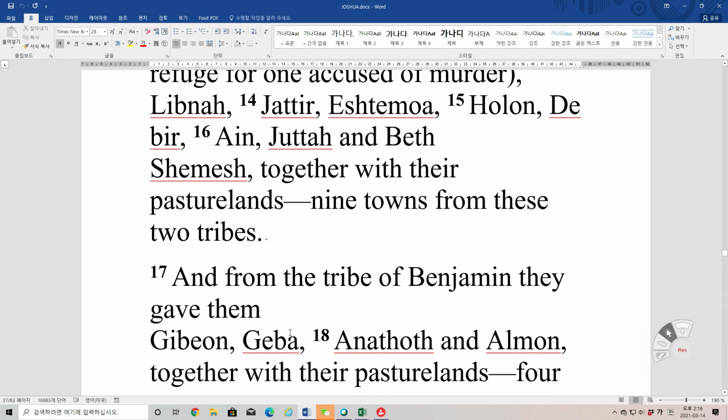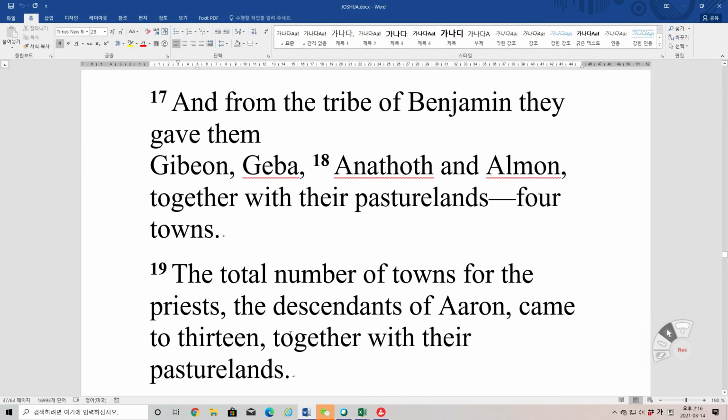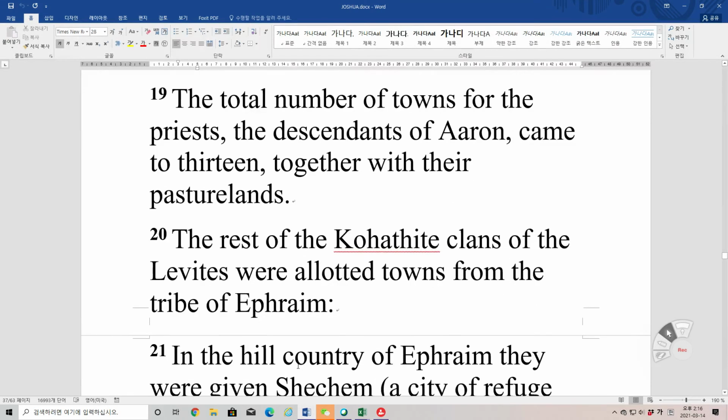Libnah, Jattir, Eshtemoa, Holon, Debir, Ain, Juttah, and Beth Shemesh, together with their pasture lands: 9 towns from these 2 tribes. And from the tribe of Benjamin they gave them Gibeon, Geba, Anathoth, and Almon, together with their pasture lands, 4 towns. The total number of towns for the priests, the descendants of Aaron, came to 13, together with their pasture lands.